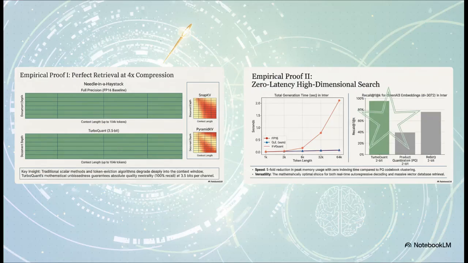And this isn't just theory. This mathematical superiority translates directly into real-world performance. On the left, you've got the famous needle in a haystack test. Can a model find one specific fact in a huge sea of text? TurboQuant gets 100% recall. Perfect score. Other methods start to fail. On the right, for massive vector search, it delivers a 5-fold drop in peak memory use with basically zero added latency. The math? It really works.